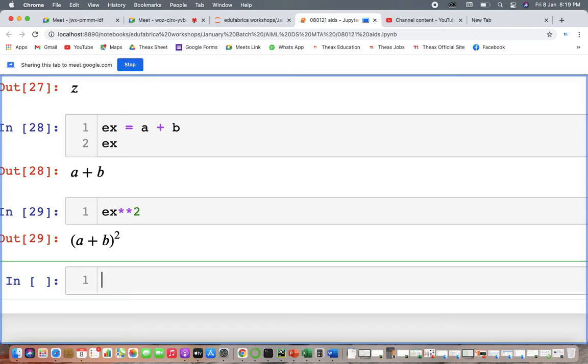Now in the same thing, guys, if I say that this is our a plus b, and now if I say that a value is equal to 1 minus b, then what should be the value of this expression?